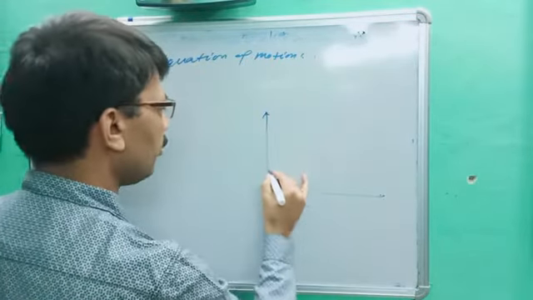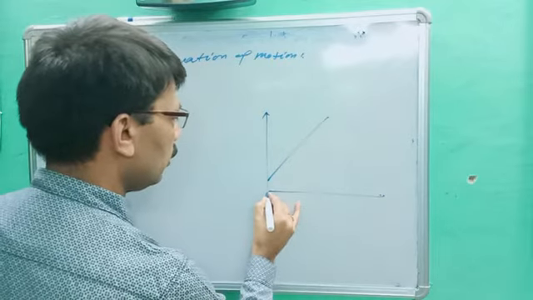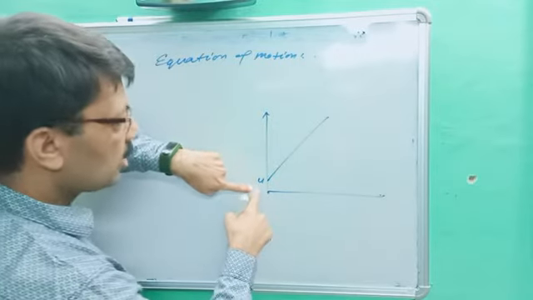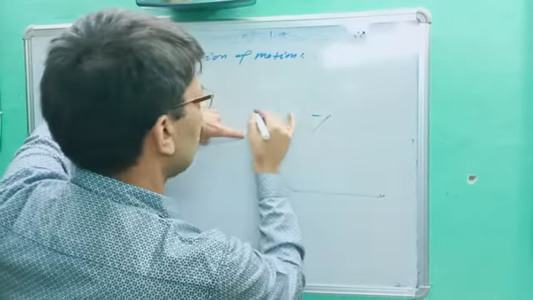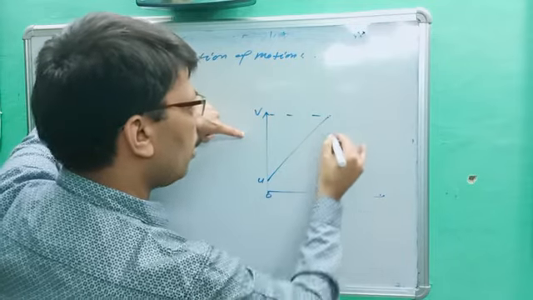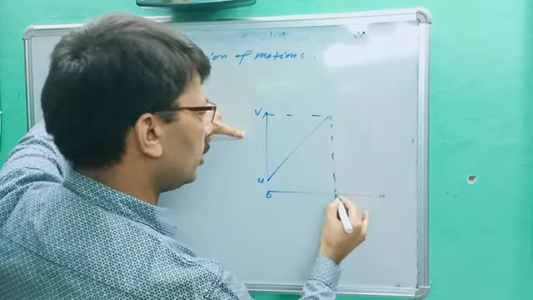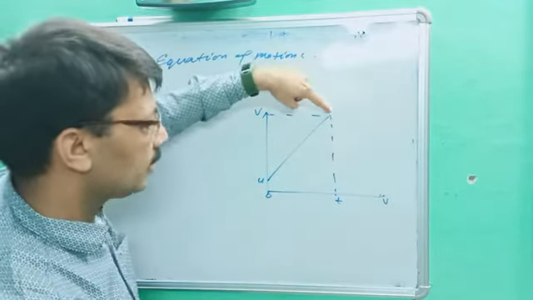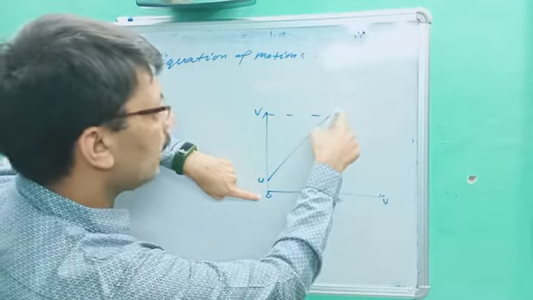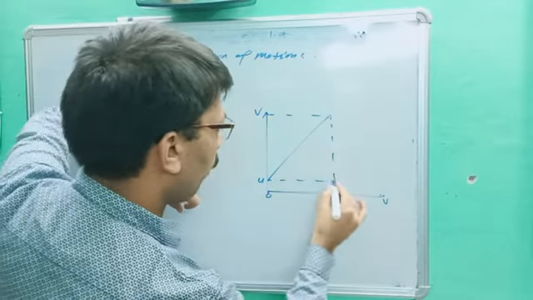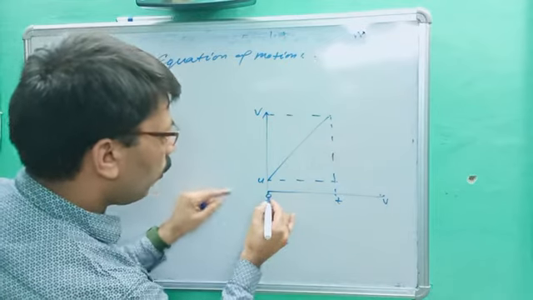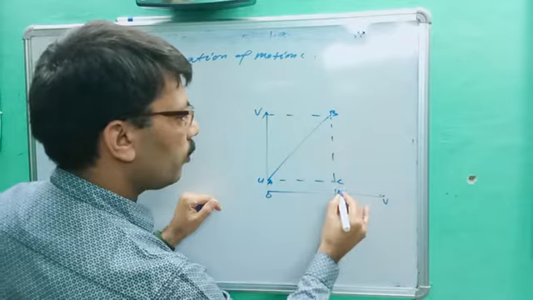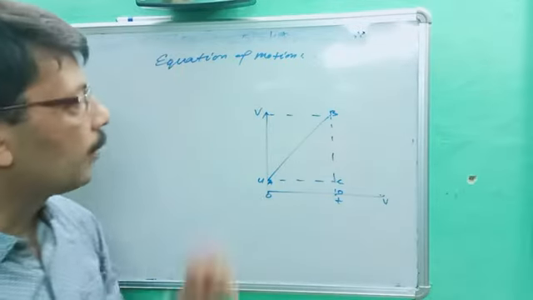This is the velocity time graph. A body is here at the origin. The body started from U, as I taught you in the previous lecture, and its final velocity reached V. Its time was 0 at the start, and here its time is T. U is the starting velocity, V is the final velocity. Now let's suppose this point is O, this point is A, this point is B, this point is C, and this point is D. So we are getting this type of structure.